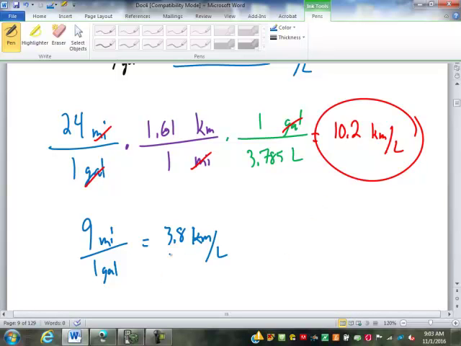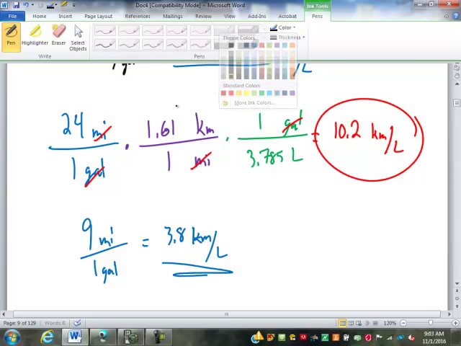So your 9 miles to the gallon is 3.8 kilometers per liter. Sounds even worse there, doesn't it? Sounds like I'm driving.